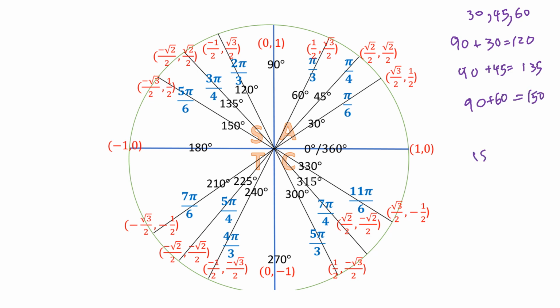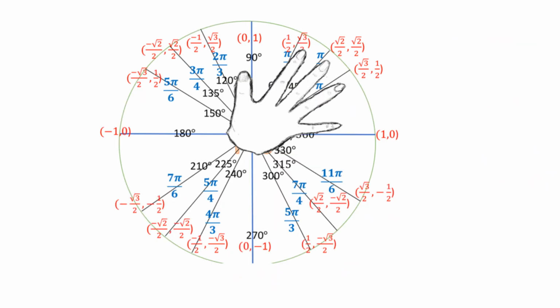Even with 180, same thing. Add either 30, 45, or 60, and that gives you the special angles within that quadrant. So just to illustrate, if we add 30, what do we get? 210. If we add 45, what do we get? We get 225. We add 60, what do we get? We end up with 240. So this is one way we can memorize or relate the angle measurements to each other within the unit circle.